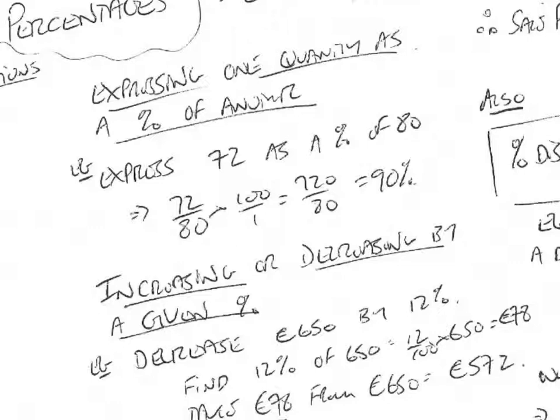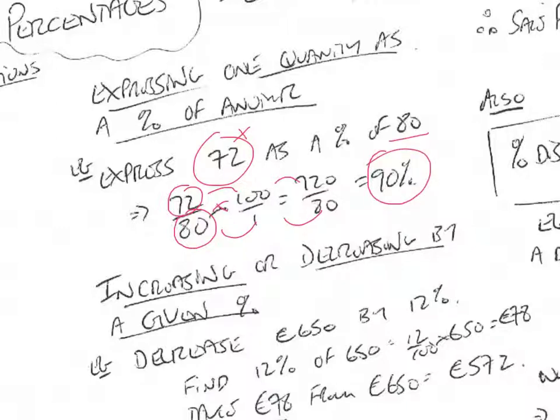We can also express one quantity as a percentage of another. So we can express something like 72 as a percentage of 80. For example, in an exam with 80 questions, a student may get 72 correct. What percentage did they actually get? Well, to express 72 as a percentage of 80, we simply place 72 over 80 and multiply all of that by 100 over 1. So 72 times 100 is 720, 80 times 1 is 80, and if we divide 80 into 720, we get 90%. 72 expressed as a percentage of 80 is 90%. We found this by placing 72 over 80 and multiplying it by 100 over 1.